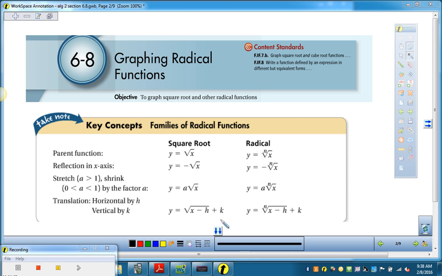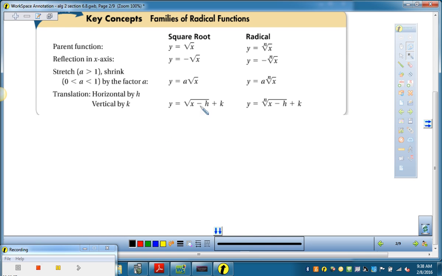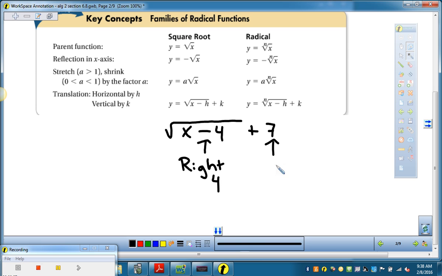Okay, and then our translations for horizontal and vertical. Let's say we have the square root of x minus 4, plus 7. How did that move the square root function? To the right. Yes. Inside the function is opposite of what you would expect. You would think negative means to the left, but it's the opposite, right 4. And what does the plus 7 do? Up 7. Exactly what you would expect for the vertical shift. And the same shifting happens no matter what the radical is.